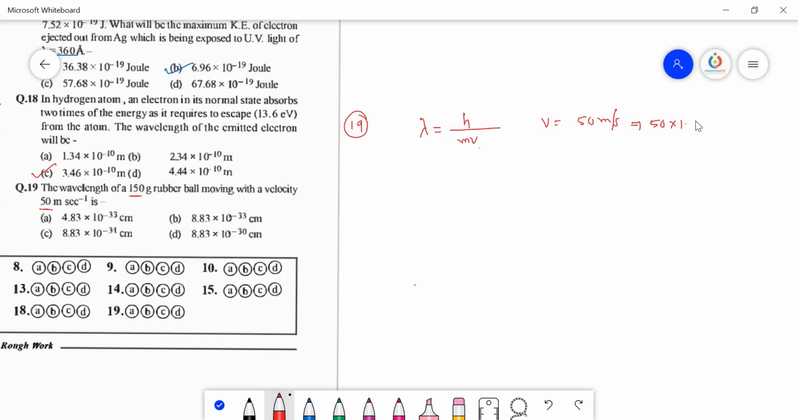That is equal to 50 into 10 power 2 centimeters per second. Or else you can convert the grams into kg. But here the answers are in centimeters, no? So I am converting this directly into centimeters only. So lambda equals h value, Planck's constant 6.625 into 10 power minus 27 erg seconds, divided by 150 grams into 50 into 10 power 2 centimeters per second, that is equal to 8.83 into 10 power minus 33 centimeters. So option B is correct.